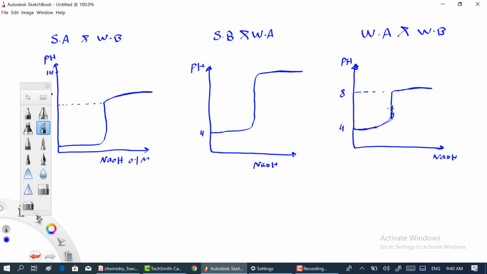In this range from 4 toward 8, it is the end point for this.